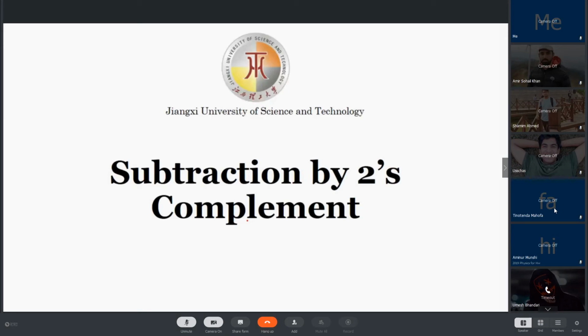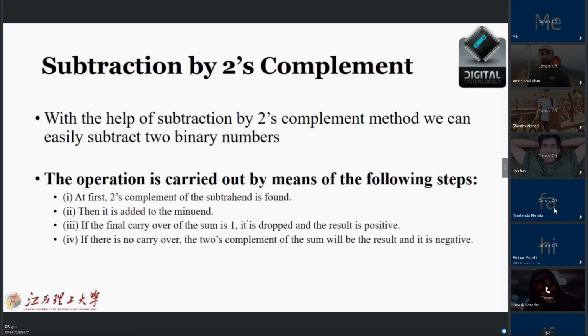Now, what will happen if I want to do the subtraction by 2's complement? Okay, 2's complement. As we talked about in the last lecture, with the help of 2's complement, we can easily subtract two binary numbers.